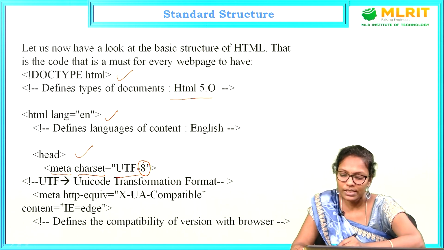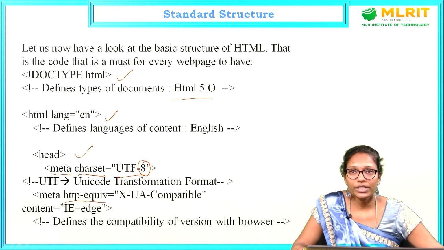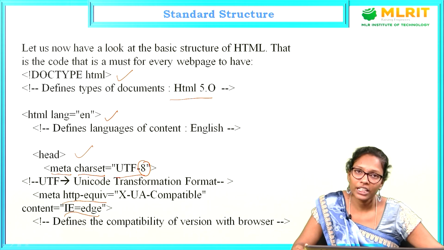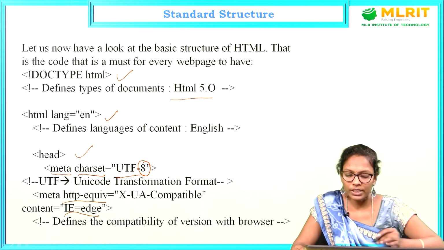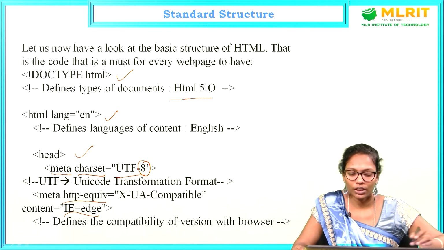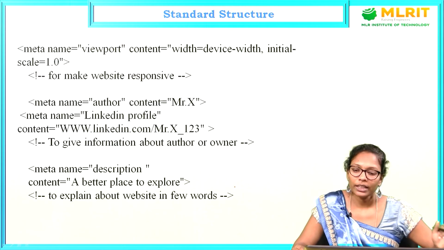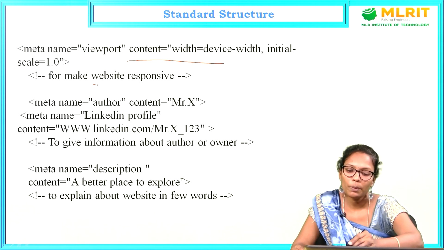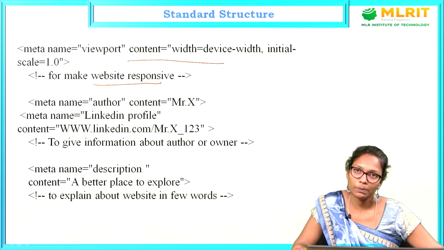The next one is another meta tag, which defines which type of HTTP pages or which type of browsers it will support. Here we write IE, so Internet Explorer and Edge, all browsers will be supported. It defines the compatibility of the web page. And coming to another meta tag, this is used to make your website responsive.